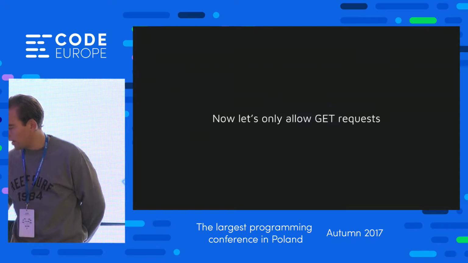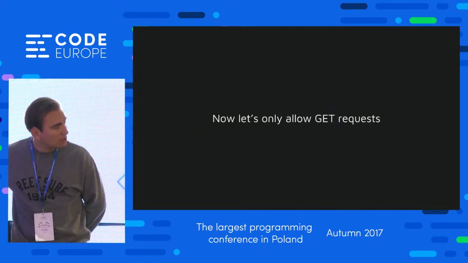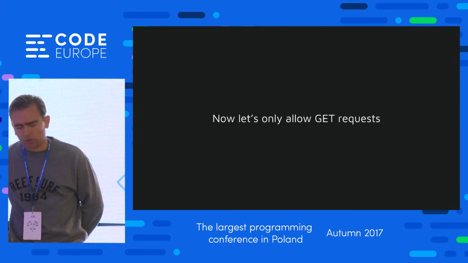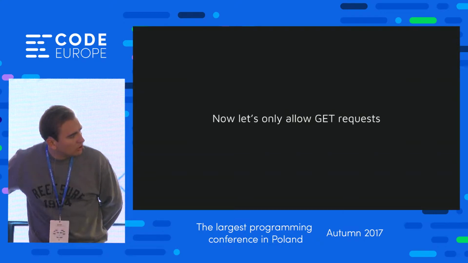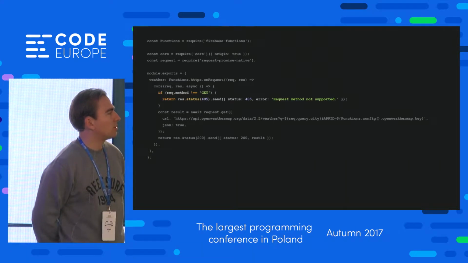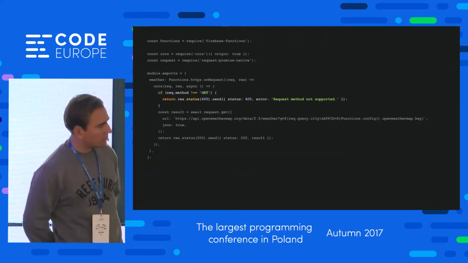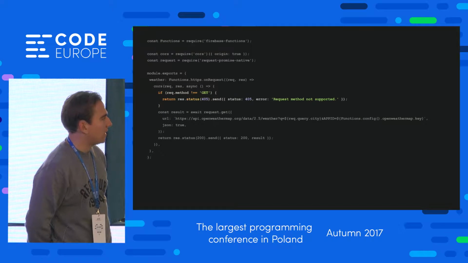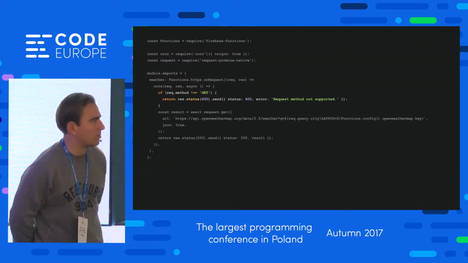Okay, now let's only allow GET requests in our code. So what we want to say is we're not going to allow POST, PUT, OPTIONS or DELETE. We're just going to make sure anyone who's calling our endpoint is doing a GET. And again, 3 lines of code with a curly brace. If the request method doesn't equal GET, return status 405. Request method not supported.